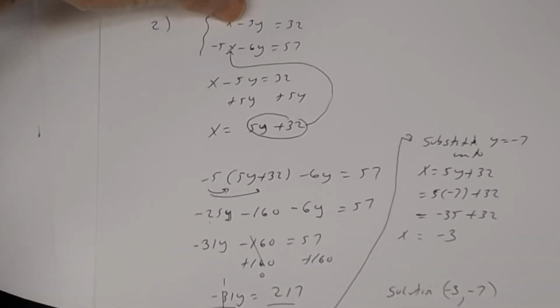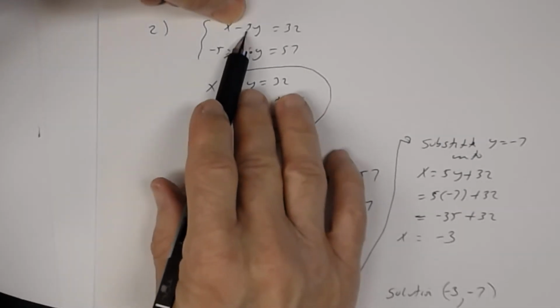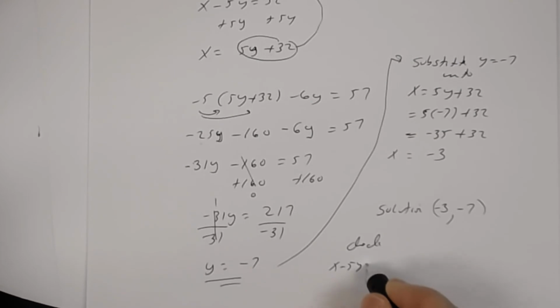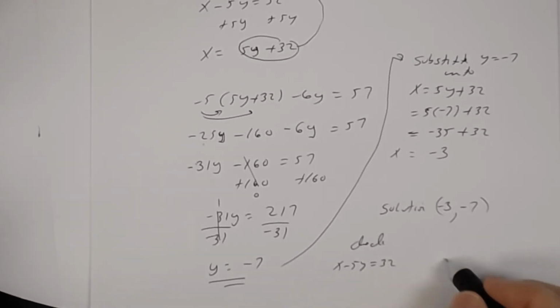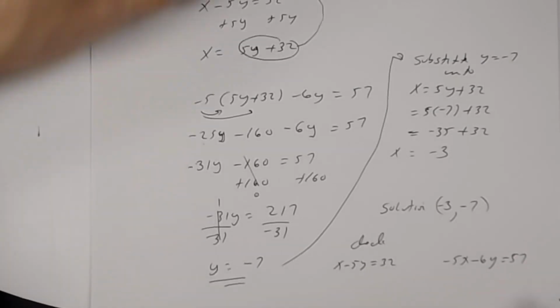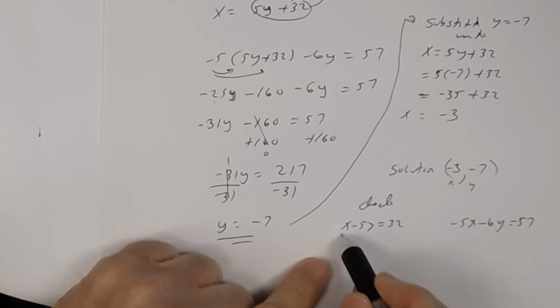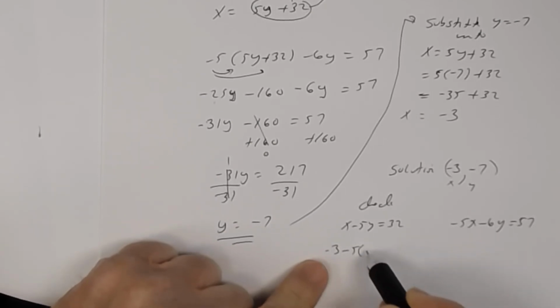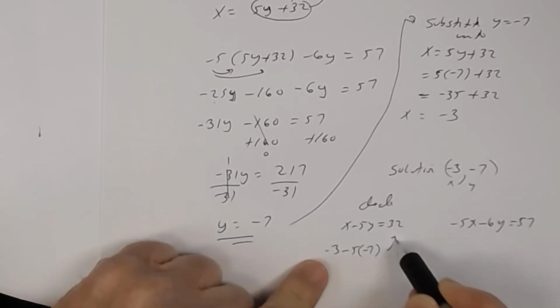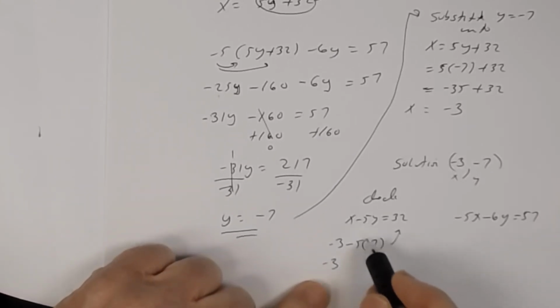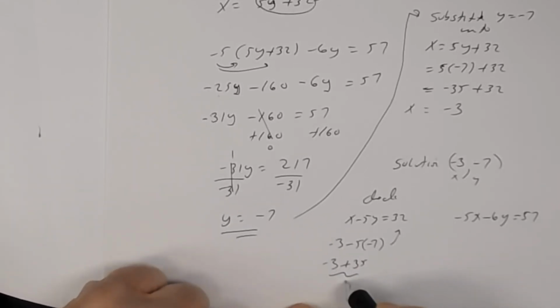All you do is go back to your original. You got to use your original, though. You got to look at both of those equations. So our first one is x minus 5y equal 32. Our second one is negative 5x minus 6y equal 57. So let's substitute. So here's your x, here's your y. So x is negative 3 minus 5 times y, which is negative 7, and I want to see if that's going to equal 32. So negative 3, this right here is negative 5 times a negative 7 is a positive 35, and it does equal 32.